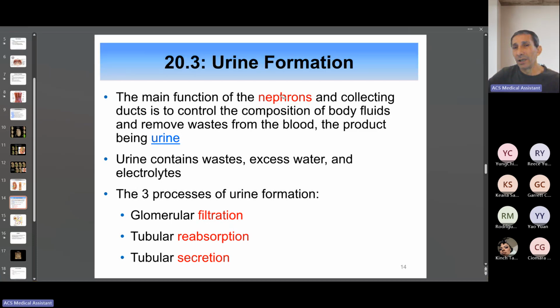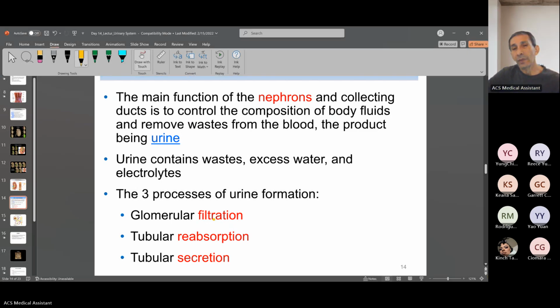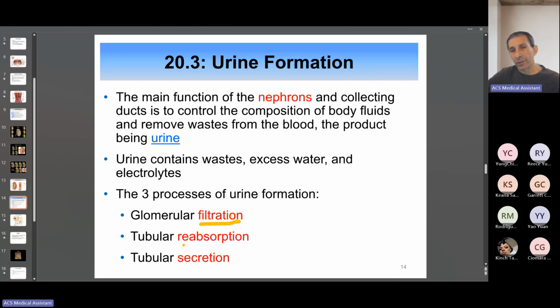So 1 million nephrons makes up each kidney. And that is the place where all this urine formation is going to take place, in each one of these nephrons, and they are microscopic. But because we have 1 million in each kidney, they're going to do the process of filtration, reabsorption and secretion.